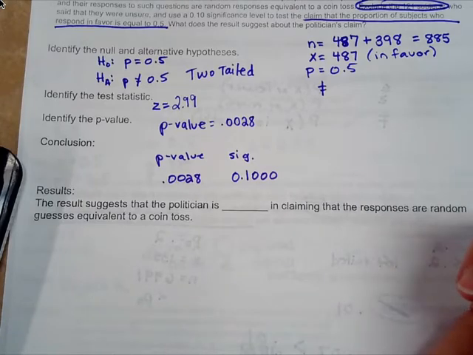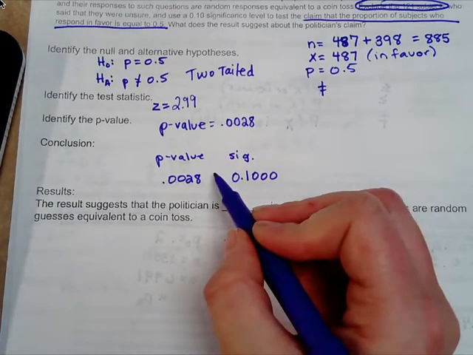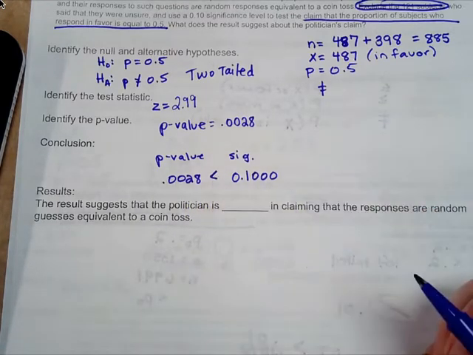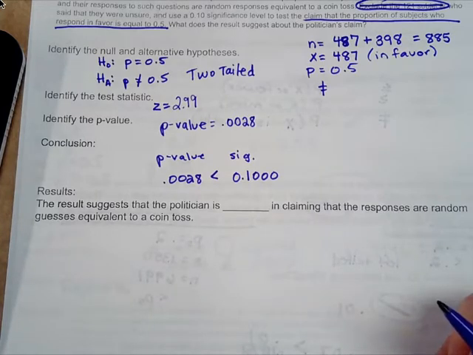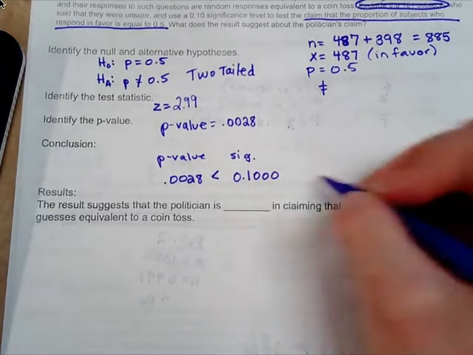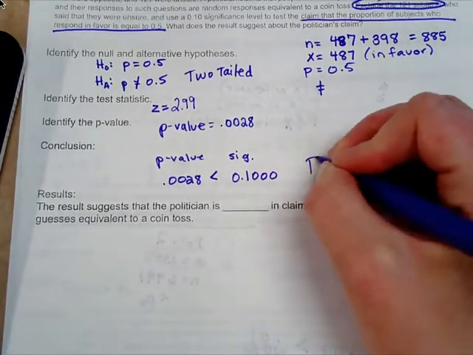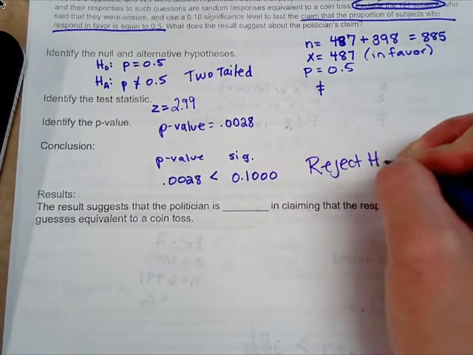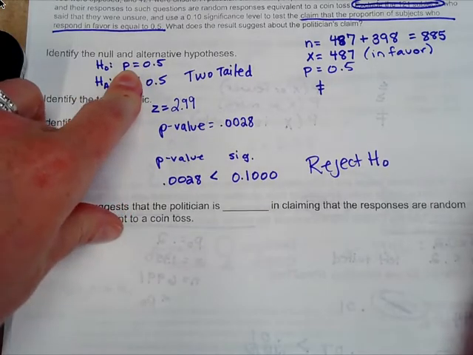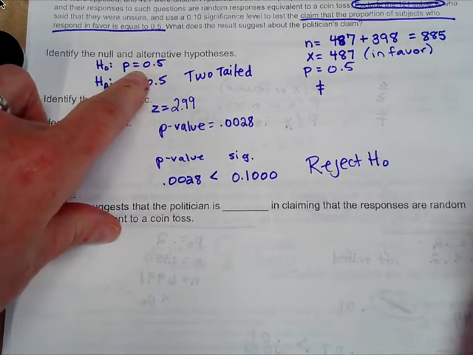So what do you see about that? The significance is greater. So p-value is less than. So that means what? Reject the null. And the null said that it equals half. So is he right or wrong in saying that it equaled half? We're rejecting that null. We're saying this is not true. There's enough evidence to suggest this is not true. We're going to reject it.